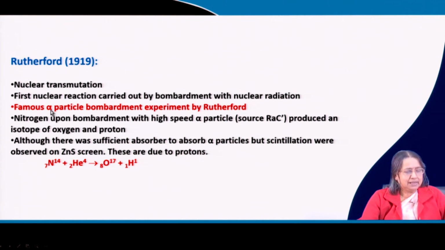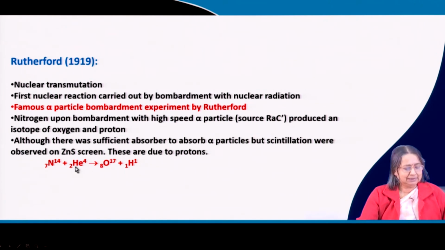It is the famous alpha particle bombardment experiment done by Rutherford. Nitrogen upon bombardment with high speed alpha particles, from this source, which is a radio element. From this radio element alpha particles are coming out, and he used those high speed alpha particles to bombard the nitrogen. And when he did so, what is the product? An isotope of oxygen and a proton.